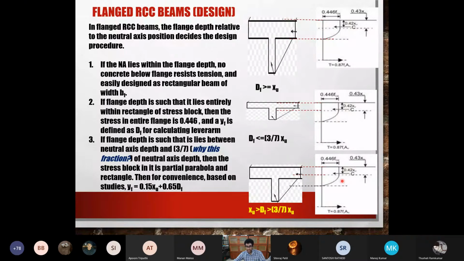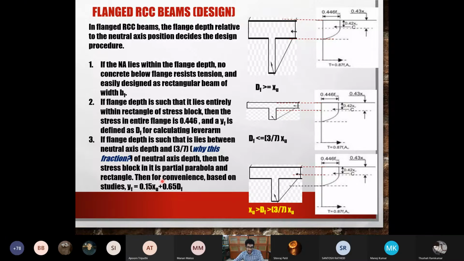Then for convenience, because it's very difficult to actually find out what the actual neutral axis position would be in such a case, based on a lot of studies, the code book proposes that you can take YF as 0.15 times XU plus 0.6 times DF. You need not worry about how this comes. It is given to you in the code book. It is based on studies. This is empirical, so you have to maintain the units.